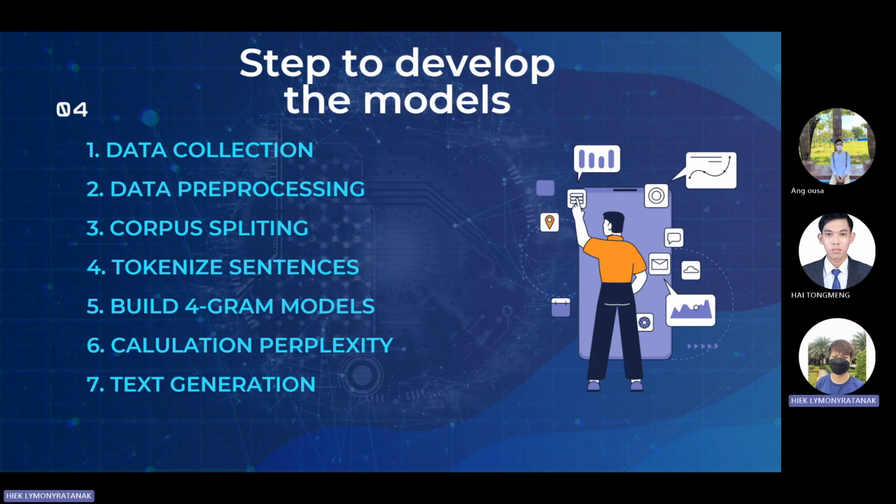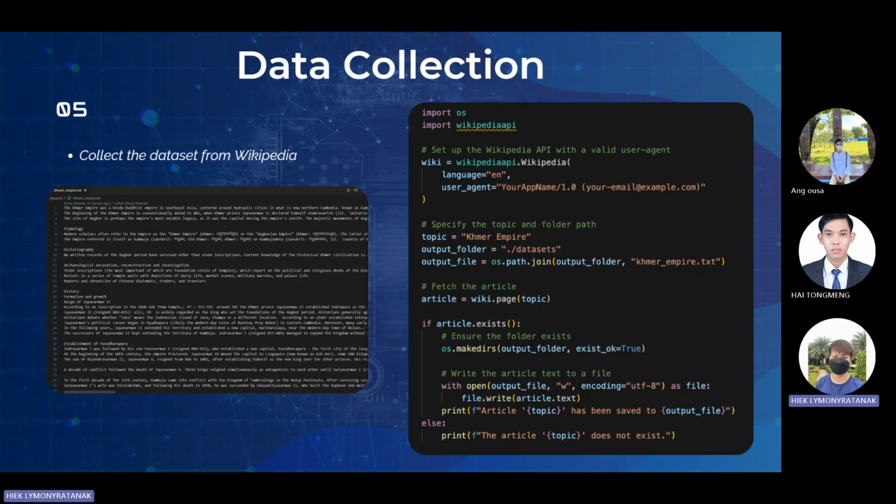To begin with data collection, we take the data from the Wikipedia API by installing the Wikipedia API library, and then we provide the topic and fetch the article using the Python library. In the process, we import the Wikipedia API library, then configure it, define the topic, and fetch the article using the Python library.